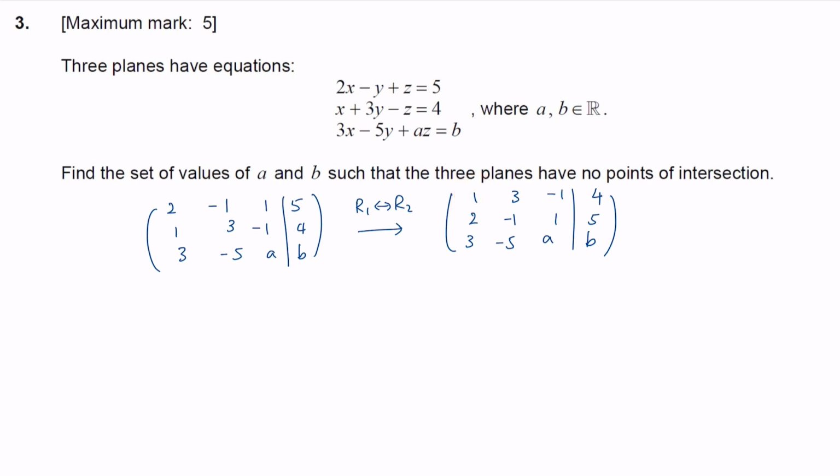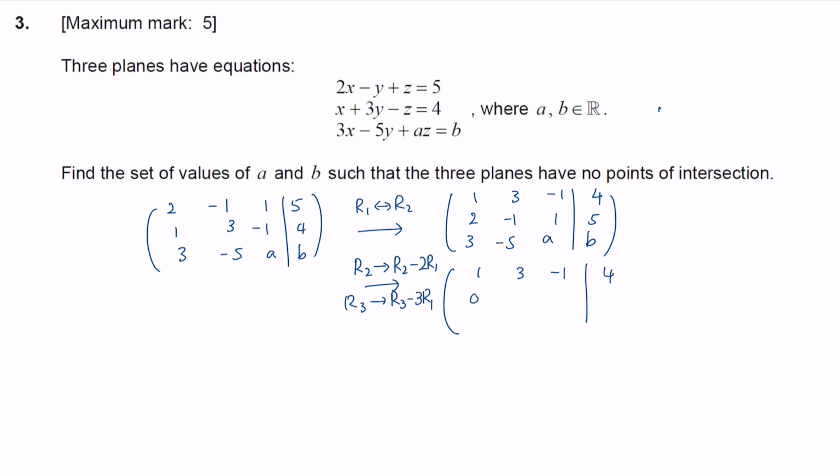So in fact, I could have just put this down as the first row straight away, without having to swap the 2 rows. But oh well, never mind. So let's do it now properly. Row 2 becomes row 2 minus 2 row 1. Row 3 becomes row 3 minus 3 row 1.